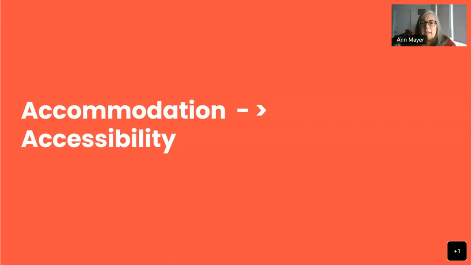But more importantly, accommodation is not accessibility. Making someone take a special action because they're different and emphasizing their otherness is not the same thing as making a website accessible. Remember that accommodation is not accessibility.